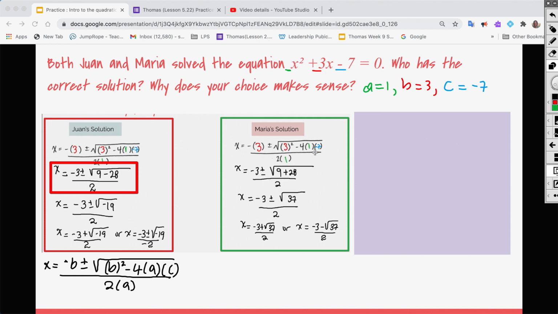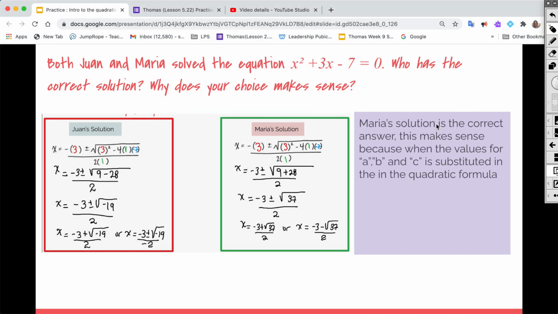So she added, because a negative times a positive gives a negative result, and a negative times a negative gives a positive result. So you should end up with 9 plus 28, not 9 minus 28. So the error was actually made in Juan's solution. So how do we explain that? Maria's solution is the correct answer.